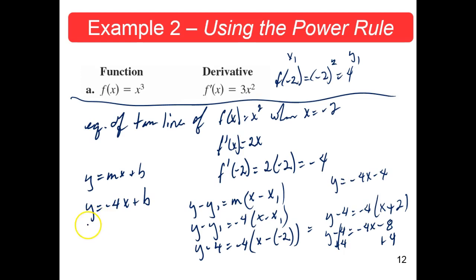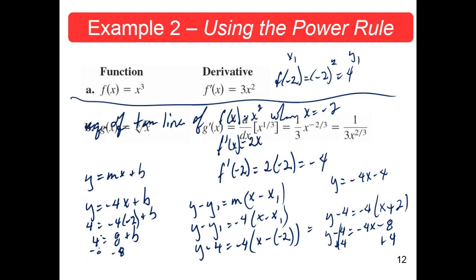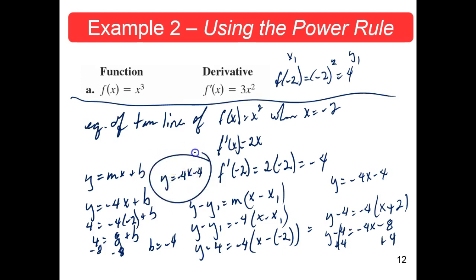So let's plug that in here. 4 is equal to minus 4 times negative 2 plus b. And what does this give us? 4 is equal to 8 plus b, and then subtract 8 from both sides. And what does that give you? b is equal to negative 4. Then we just plug it back in here. y is equal to minus 4x minus 4. Same answer both ways we did it. So it doesn't matter which way you do it. Either one works. You still have to figure out the point: you get that from x equals negative 2, plug it into f, you get the point, plug it into f prime, you get the slope. Got it? Make sense?